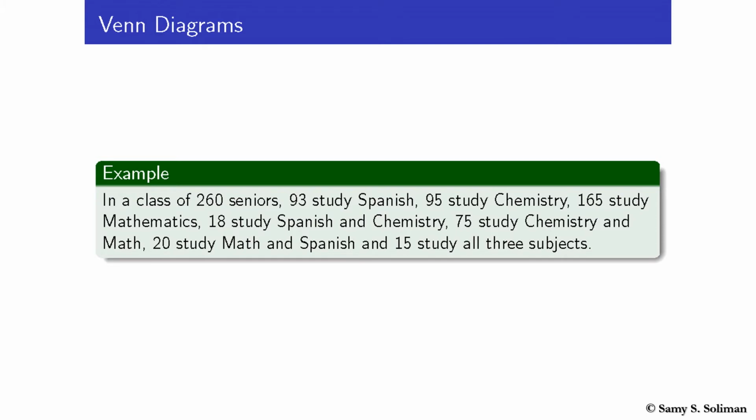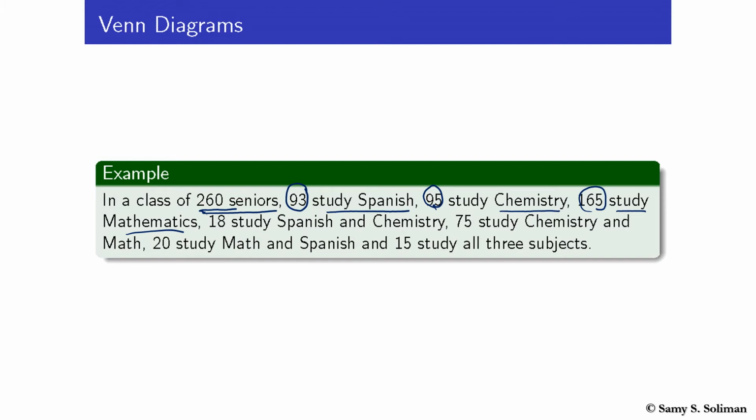Let's value the importance or the usefulness of Venn diagrams through an example. Let's consider an example in which we have a class of 260 senior students. 93 of those study Spanish, 95 study chemistry, and 165 study mathematics. Of course, someone can wonder right now, where did we get all these numbers which are now exceeding 260?